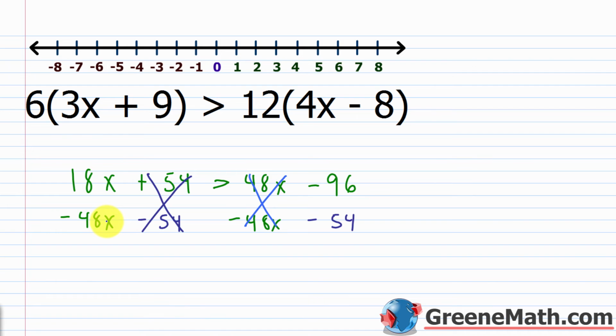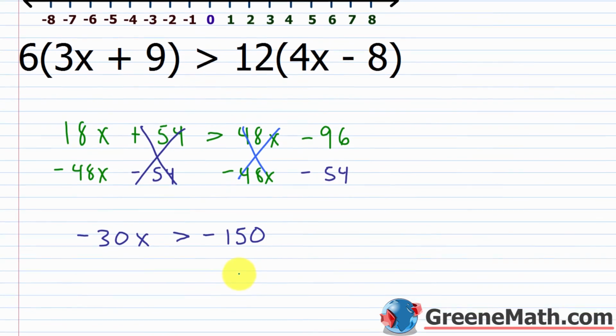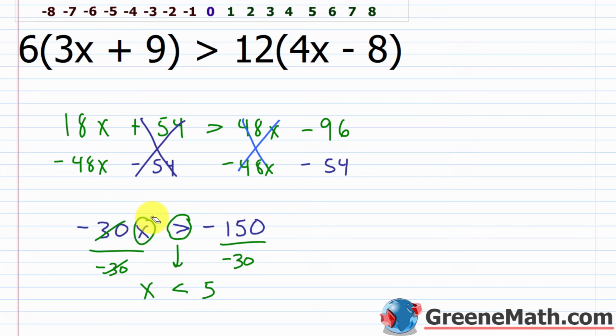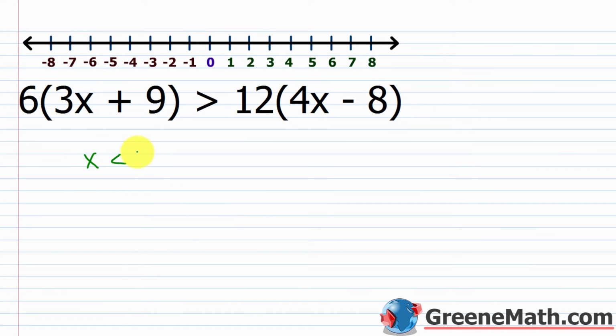18x minus 48x would be negative 30x. And this is greater than negative 96 minus 54, which is negative 150. So now to get x by itself, I'm going to divide both sides by negative 30. But remember, I'm dividing both sides by a negative, so this has to be flipped. Right now, it is a greater than. I flip the direction, and it's going to become a less than. So x is going to be less than negative 150 over negative 30, which is 5. Let's erase everything. So again, we have that x is less than 5.